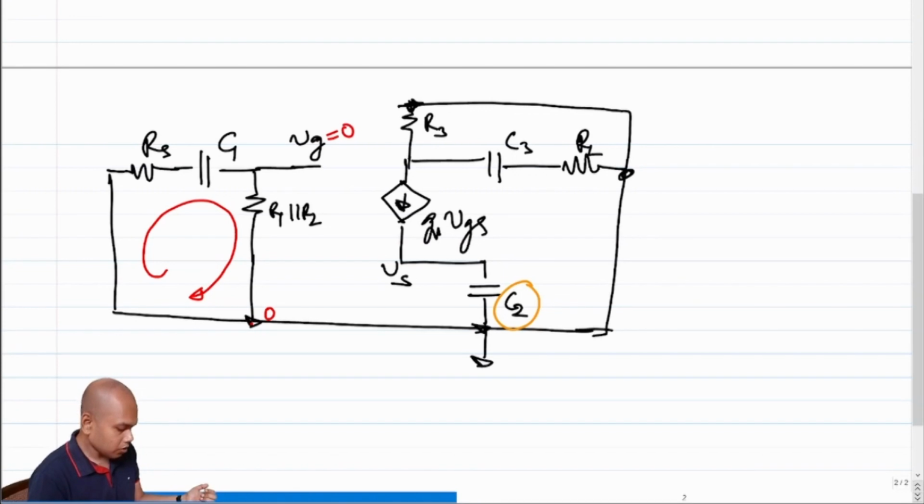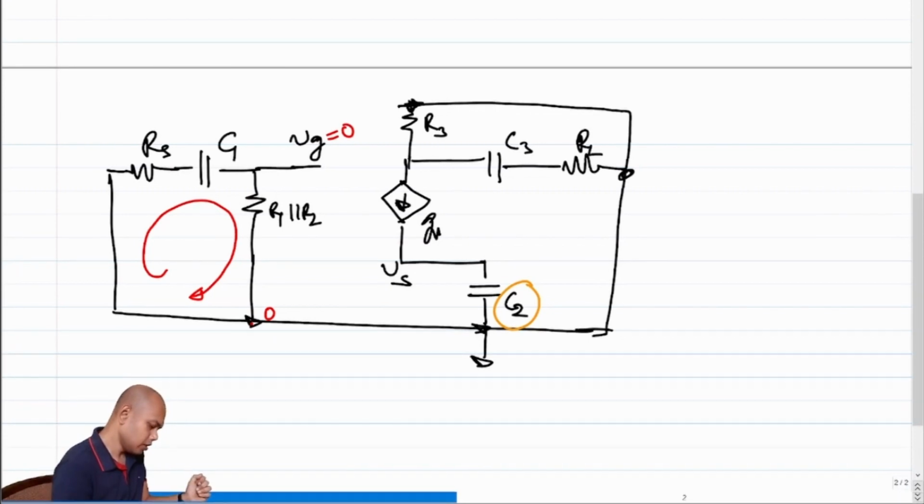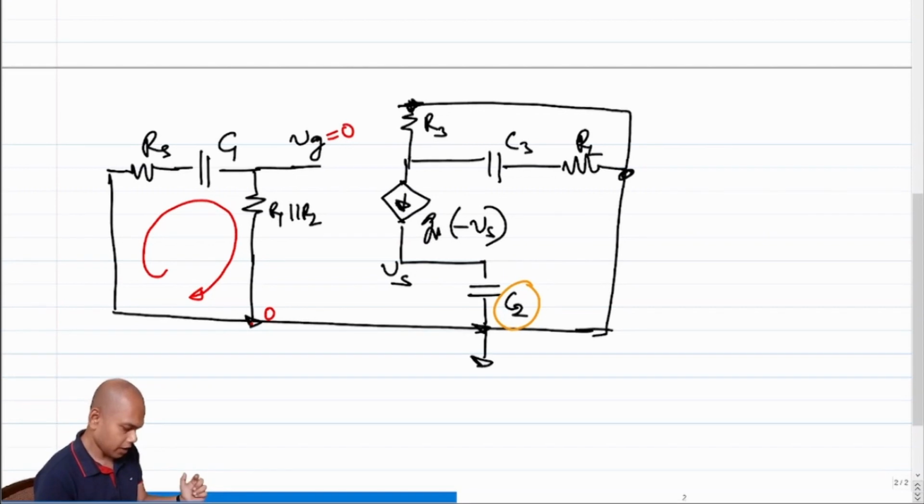Now, if Vg goes to 0, what is Gm times Vgs? Gm times Vgs becomes Gm times (Vg minus Vs), which is Gm times minus Vs, right? So I can replace this with Gm times minus Vs. Okay, great.